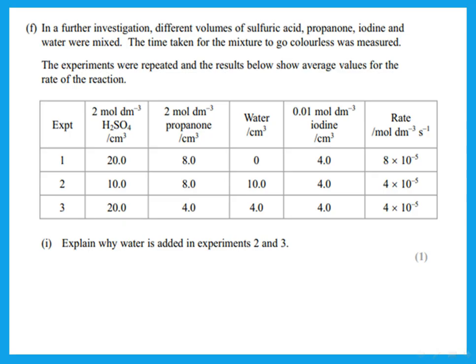Explain why water is added in experiments 2 and 3. Remember that we add the water to keep the total volume constant. In order to be able to compare between the experiments, the total volume of solution in the flask should be the same. So depending on the amounts of the other reactants, we add water so that the total is always constant.